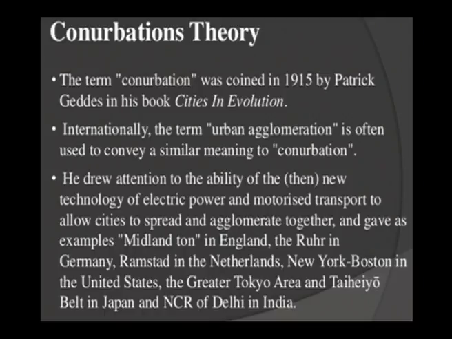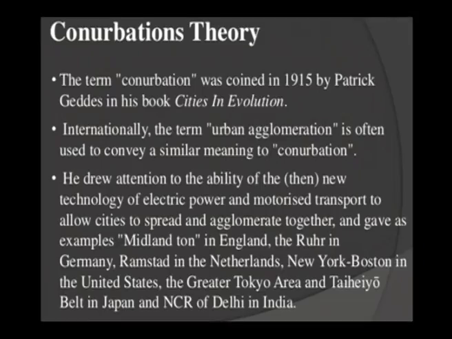He drew attention to the new technology of electric power and motorized transport. With respect to 1915, these were obviously new technologies to allow cities to spread and agglomerate together, and gave us examples like Midlands in England, Ruhr in Germany, Randstad in Netherlands, New York and Boston in United States, Greater Tokyo area in Japan, and NCR of Delhi in India. So, all of these are examples of what he thought of as conurbation theories.